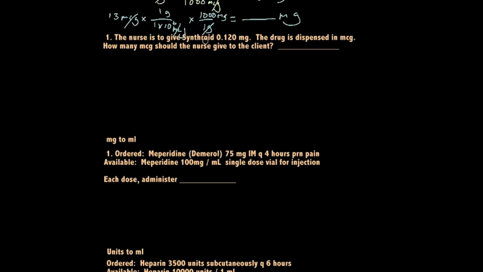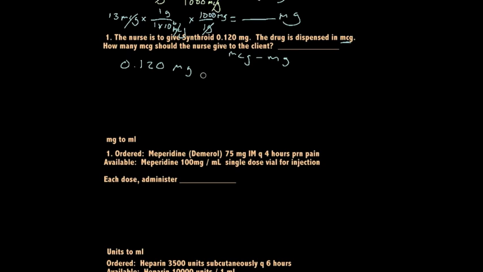So the doctor basically has ordered 0.120 milligrams, and he's saying give that to the client. Well, the pharmacy or wherever we're getting the drug is giving it to you in a concentrated dose that's in micrograms. So we have to convert it from micrograms to milligrams.